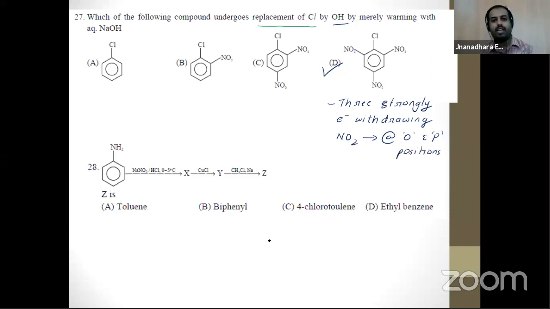Very good. Here again we have one more sequence based question, a sequence of reactions based question. I want all of you to figure this out, starting from X to Y to Z. Let me see who will give the correct answer quickly.